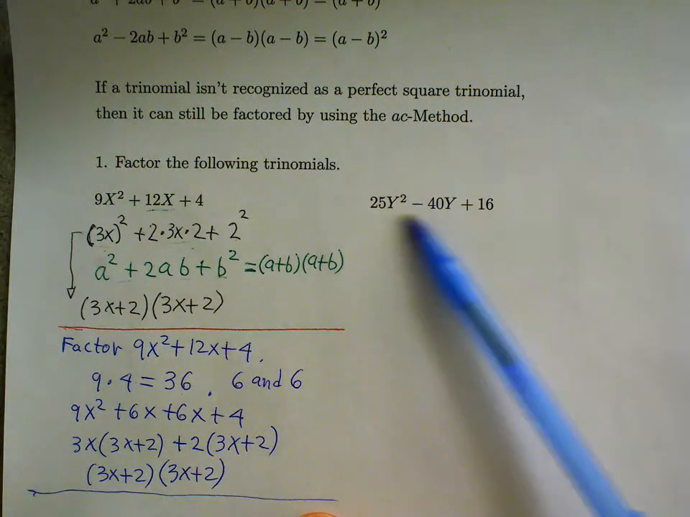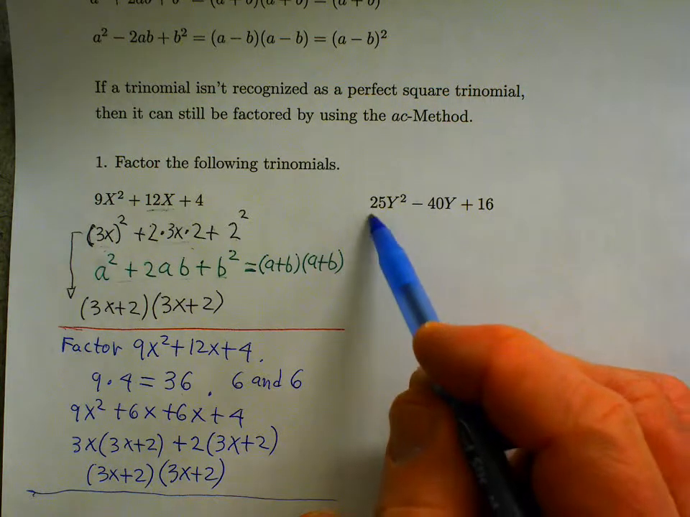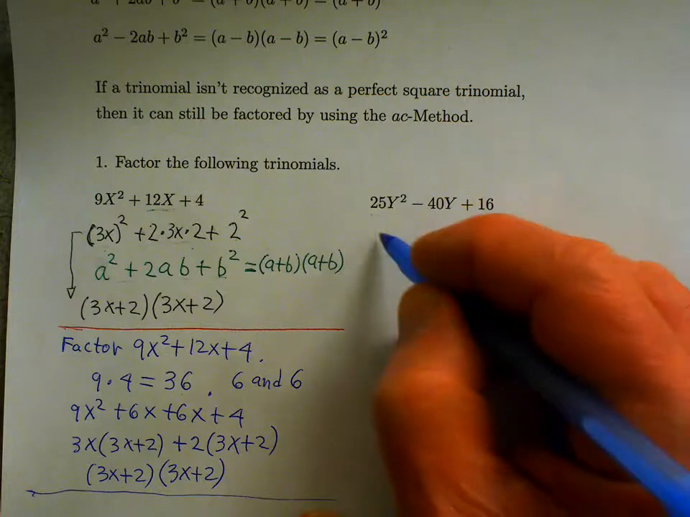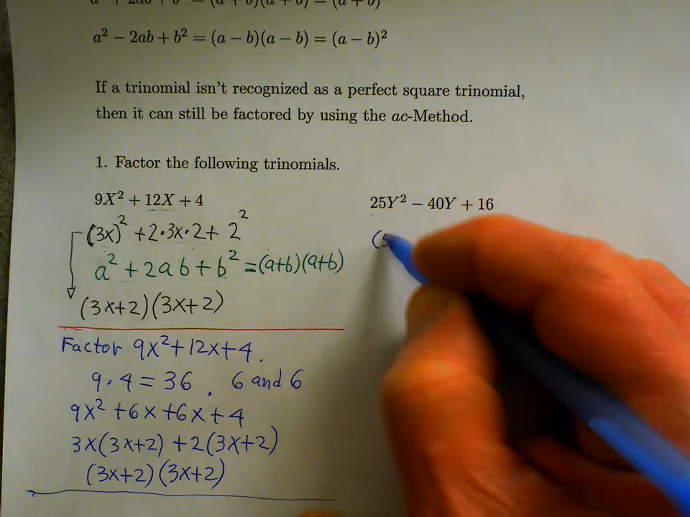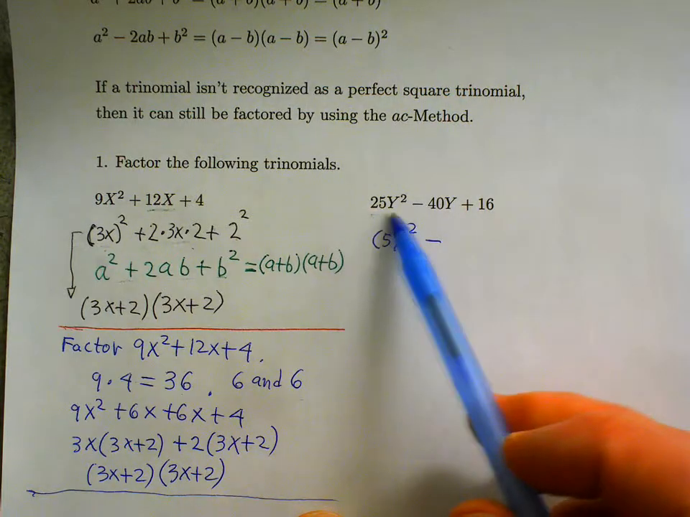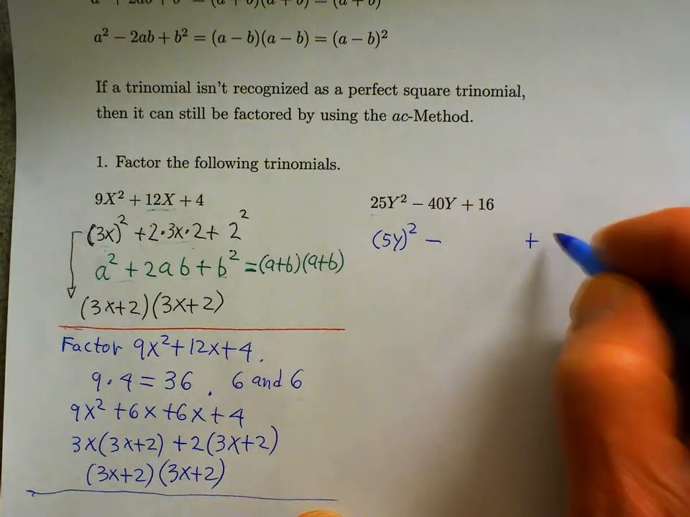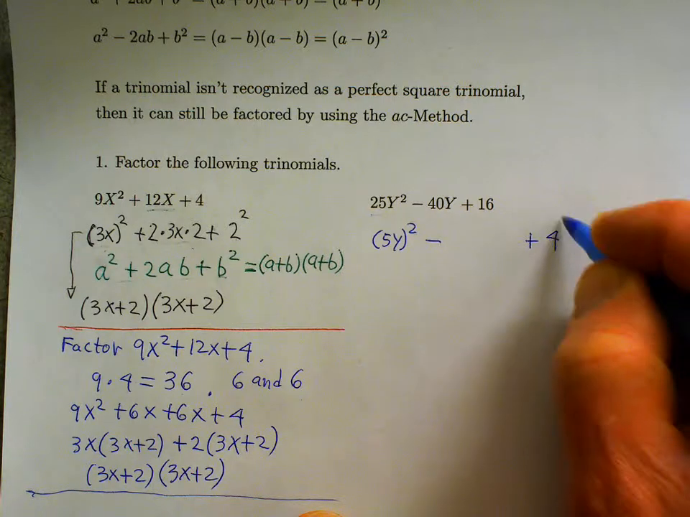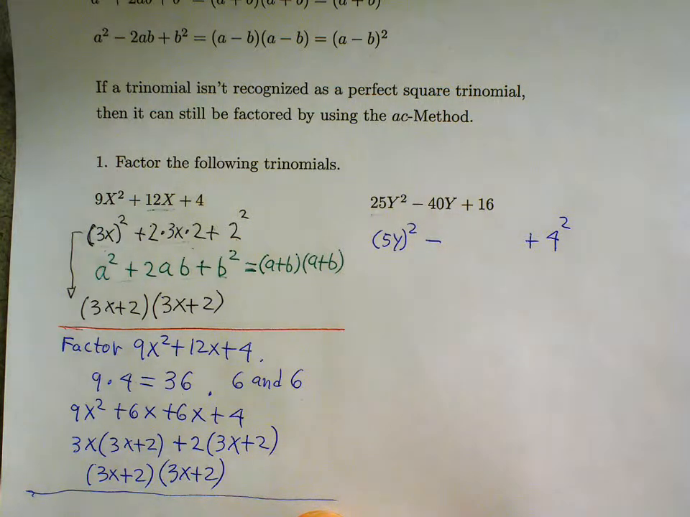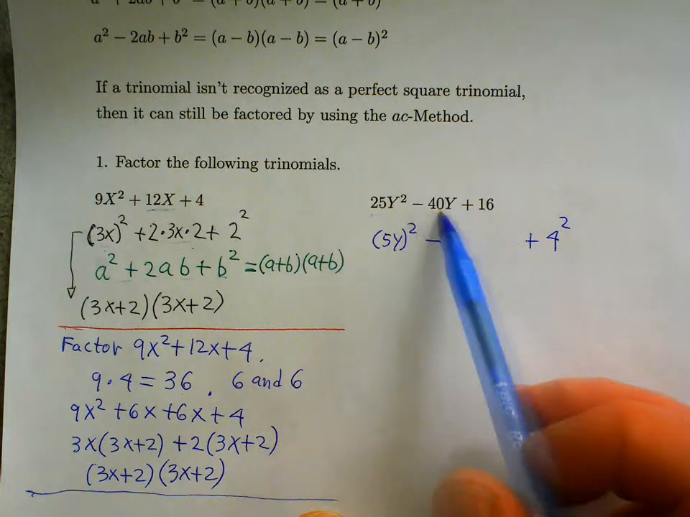The greatest common factor of all three terms is 1. But notice the first term on the left is a perfect square, because if you square the term 5y, you get 25y to the second. The term on the right, 16, is a perfect square, because when you square the term 4, you get 16. And we want to know if the middle term has the right form.